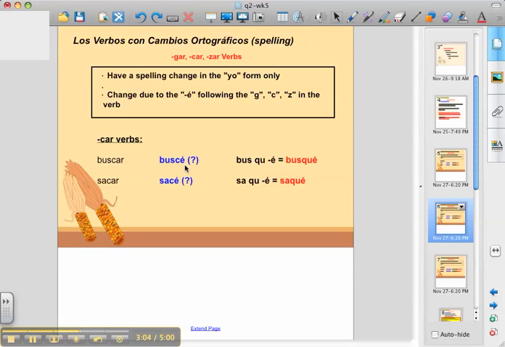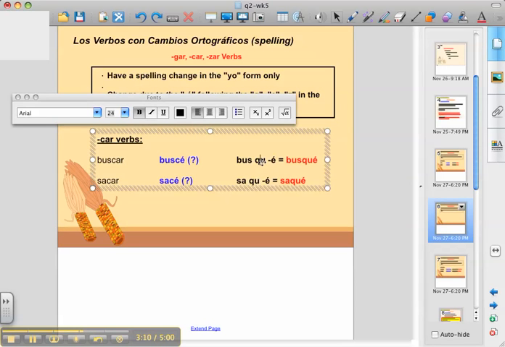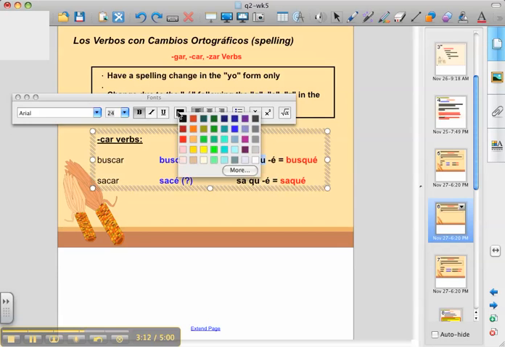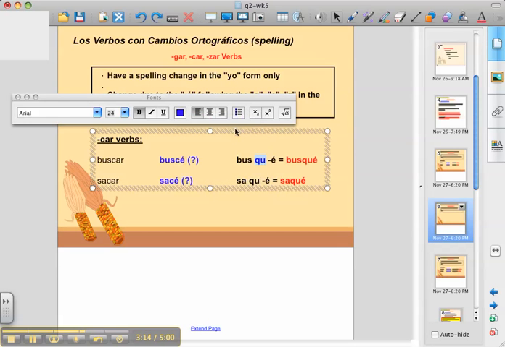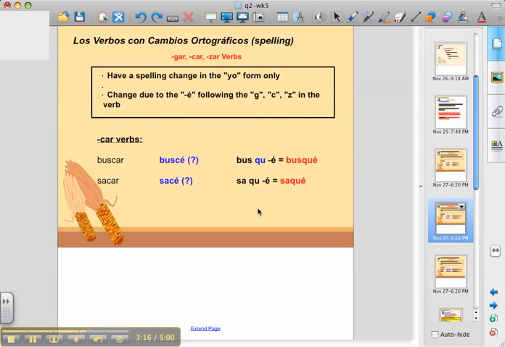Well, here you're doing something a little bit different. Instead of adding a letter, you're pulling the C out altogether, and you're adding two different letters to compensate for it. So you're changing the C to a QU, then adding the E behind. So it becomes busqué. Okay, busqué. Now you have that hard K sound still. And this word now means I looked for or I searched for.